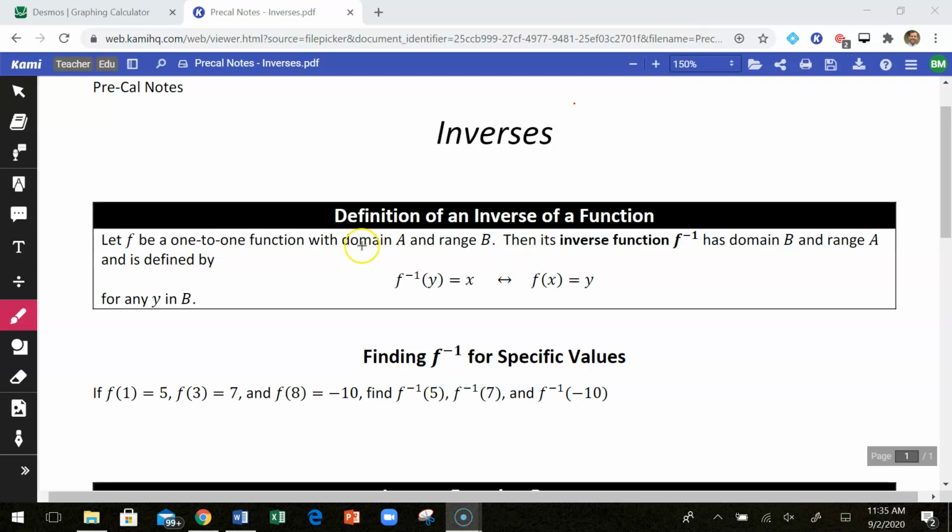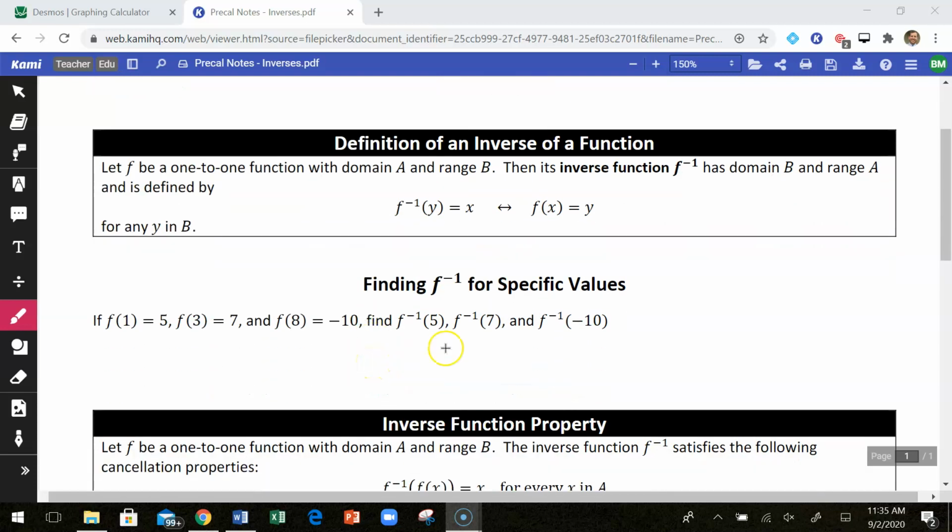Okay? What you look at with a function and an inverse function is that essentially the x's and y's will switch. The domain and range get flipped, and you have a new function where the x's become the y's and the y's become the x's. So the first few questions are really easy.